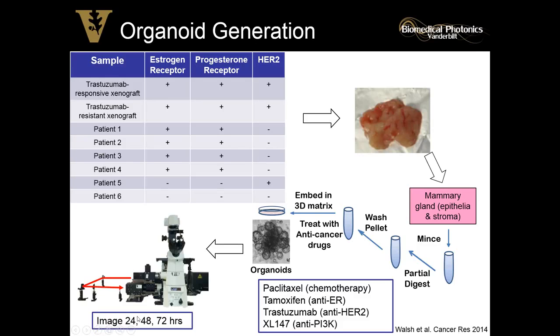We imaged at 24, 48, and 72 hours post-treatment with our Two-Photon FLIM system, and we measured response to clinically relevant drugs, including paclitaxel, which is the standard of care chemotherapy, tamoxifen, which is an anti-estrogen receptor therapy, trastuzumab, which again is the anti-HER2 therapy, and XL147, which is in clinical trials right now to be used in combination with trastuzumab in patients who have developed a resistance to this drug.